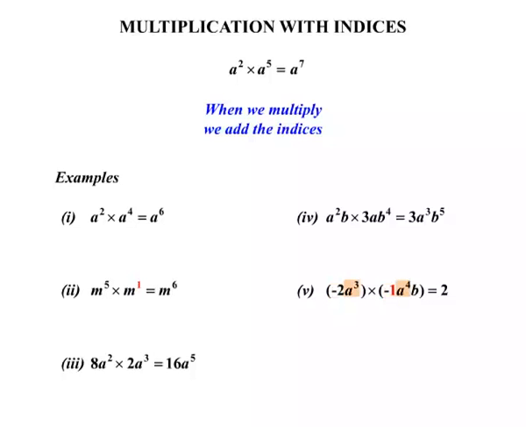Now looking at our index rules, a cubed times a to the 4. Well, we add the indices there and we get a to the 7. And then we have b there. There's no other b that we're multiplying, so it remains as b.